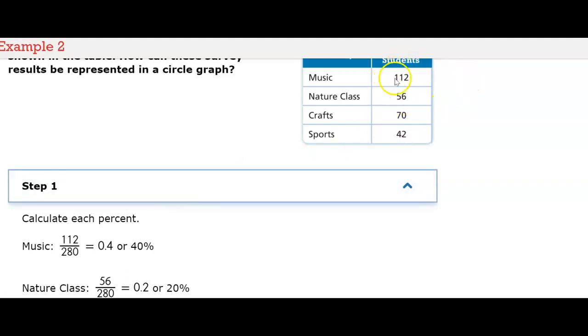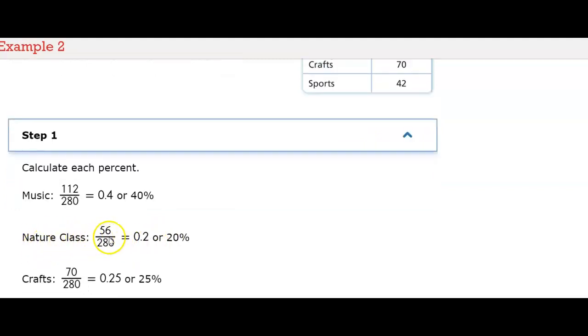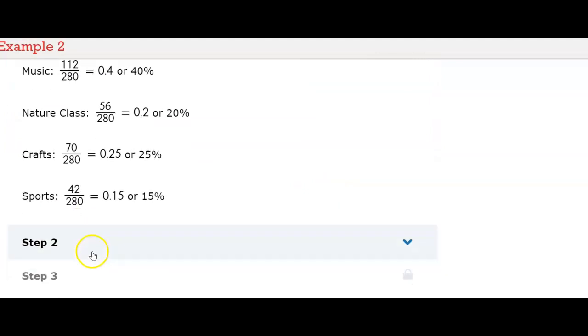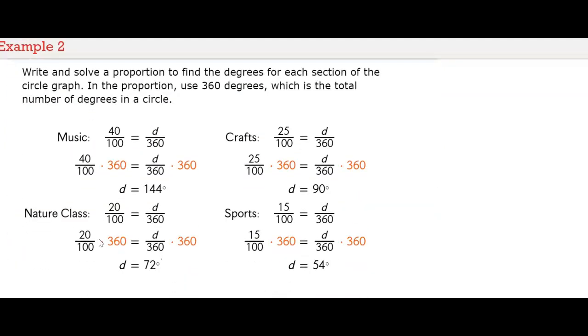So they have 112 over 280. You divide it, and it gives you your percent as a decimal and as a percent. And then you do the same thing for each one of the activities. Step 2, you take the percent and multiply it because they want to find the degrees for each section of the circle graph. So you're multiplying it by the 360 degrees of a circle, and then that gives you the degrees for that section of the circle graph. So you do that for each one of the activities.